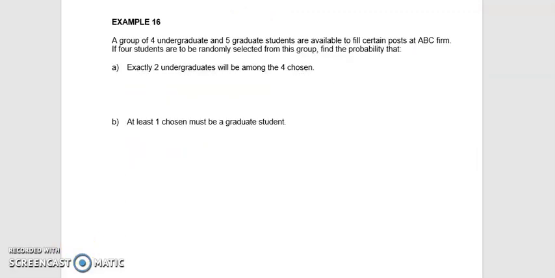Now let's look at example 16 here. A group of four undergraduate and 5 graduate students are available to fill certain posts at ABC firm. If 4 students are to be randomly selected from this group, find the probability that exactly 2 undergraduates will be among the 4 chosen. So here you can write the info first. Undergraduate is 4, graduate 5, so the total is 9.